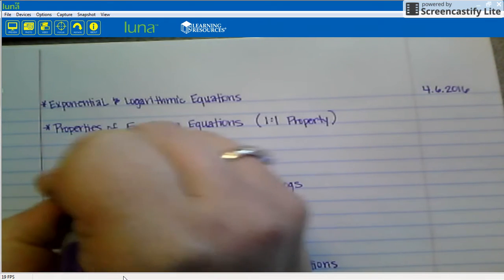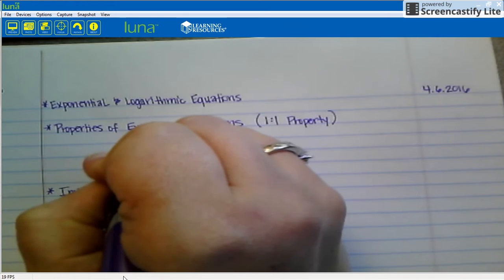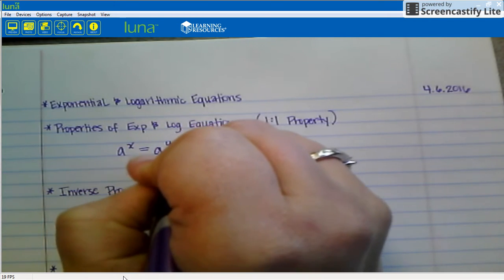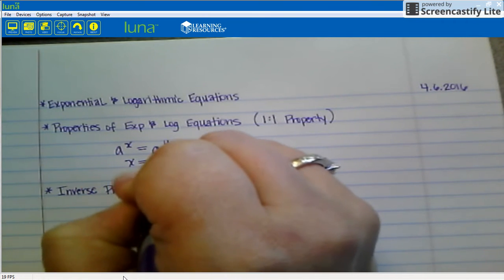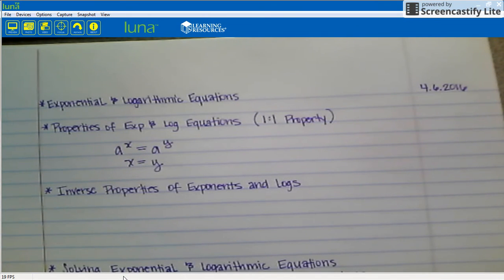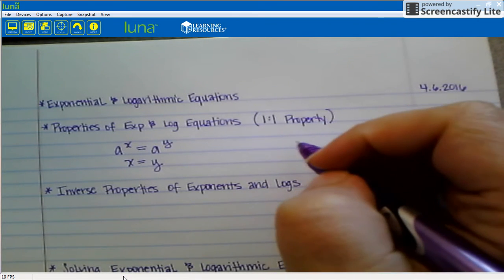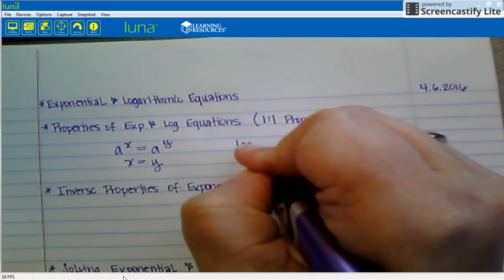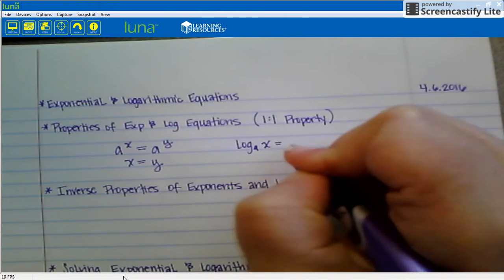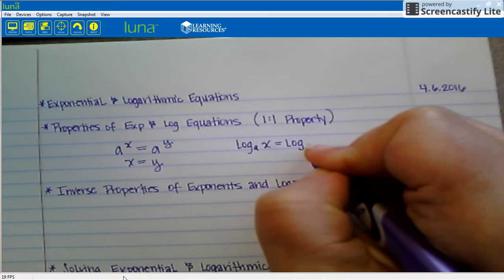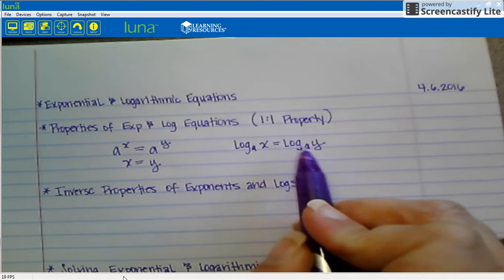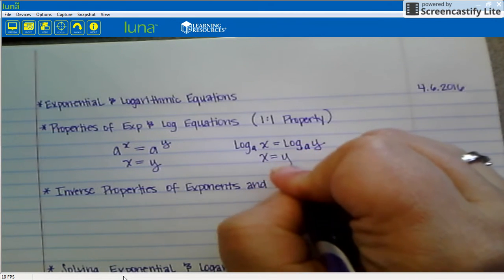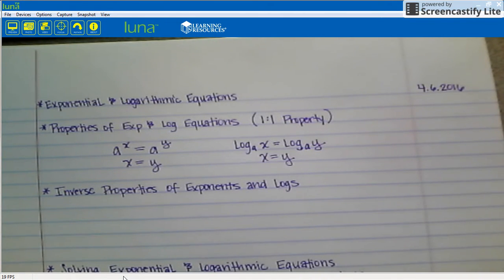So for exponentials, if you have two exponential expressions that are set equal to each other and they have the same base, then we know that their exponents are equal. That's your one-to-one property for exponentials. For logarithms, they too have a one-to-one property, and so we have log base a of x is equal to log base a of y. If you have two logarithms set equal to each other with the same base, then your logarithmic expressions are equal to each other. This was one of the properties we discussed yesterday.